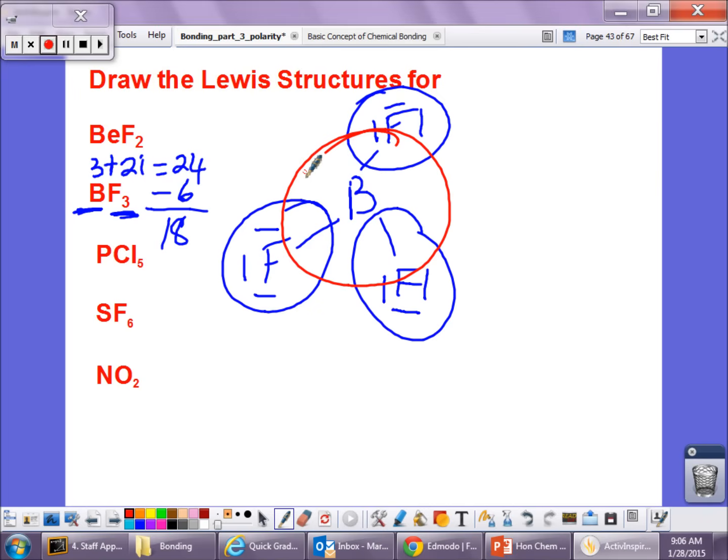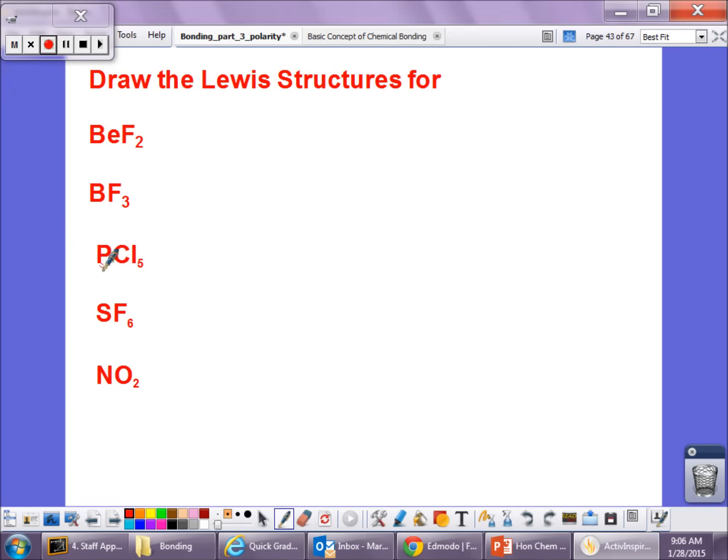Alright? Now, let's reset and continue. This is phosphorus pentachloride. Okay, let me go fast. So, phosphorus is in group 5A. So, it has 5 valence electrons. This is 5 plus chlorine in group 7A, 7. 7 times 5 gives me 35. 35 plus 5 gives me 40.